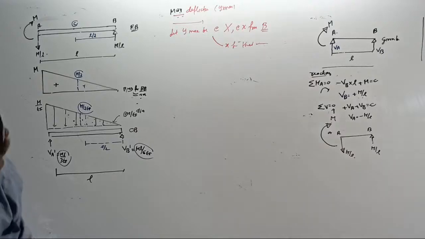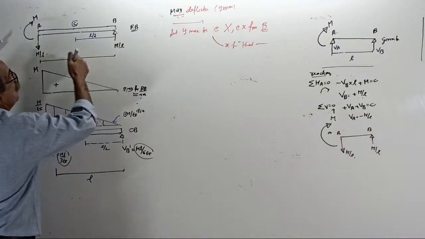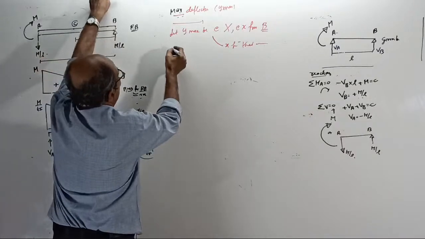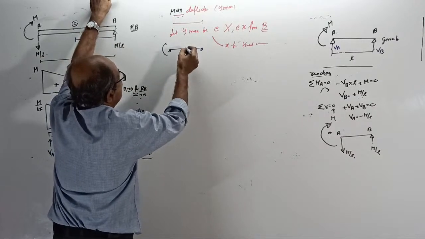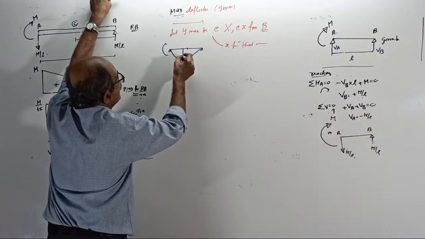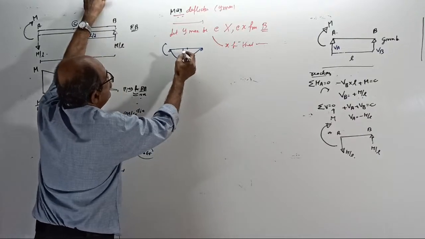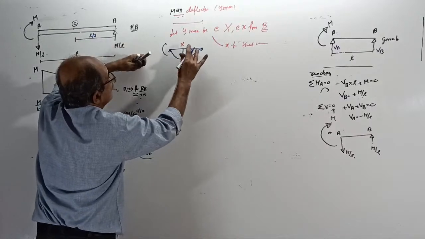Clear. Okay. Now, X from B. Do one thing. See, one thing is sure, you can make out here. When the beam bends, when the couple is applied here, this is center. The beam will deflect like this. Y max will come here. This is the point X. This is center. It will go beyond center.